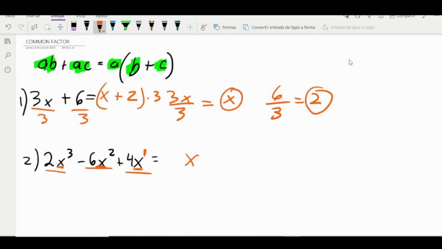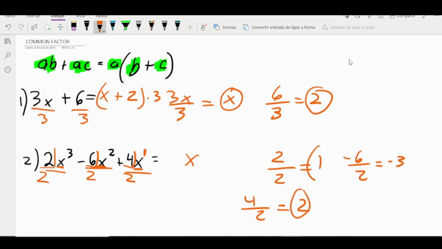And now we need to check the coefficients. We need to check the 2, minus 6, and plus 4. In these cases, we can see that all these numbers are multiples of 2, so we can divide every term by 2. So 2 divided by 2 is 1, minus 6 divided by 2 is minus 3, and 4 divided by 2 is 2. These are going to be the coefficients for the expression that we're going to have inside the parentheses. So here we're going to have 2x, and let me erase all this.